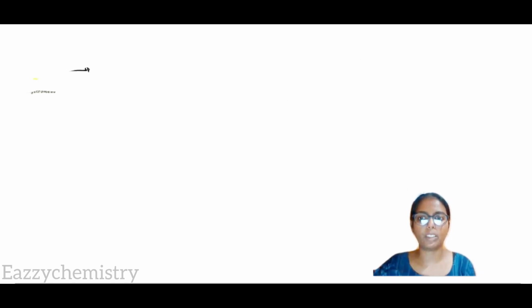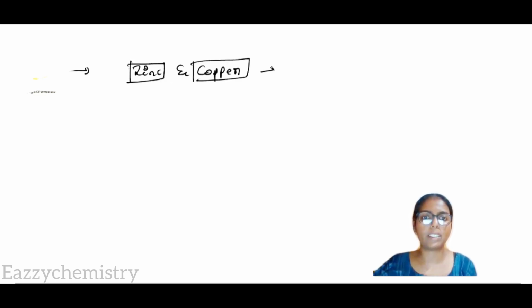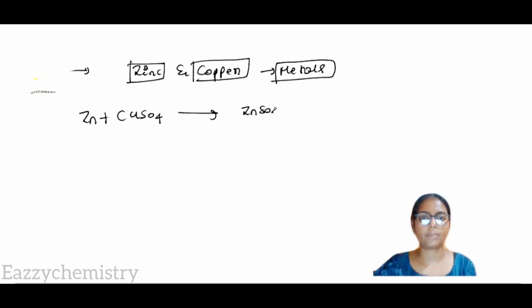Next, look at the reaction between zinc and copper. As I already said, zinc and copper are metals, so this will definitely undergo a metal displacement reaction. Let's look at how. Zn plus CuSO4 gives rise to ZnSO4 plus Cu. If we write the states of these metals and compounds, they are aqueous. So here is the oxidation reaction.